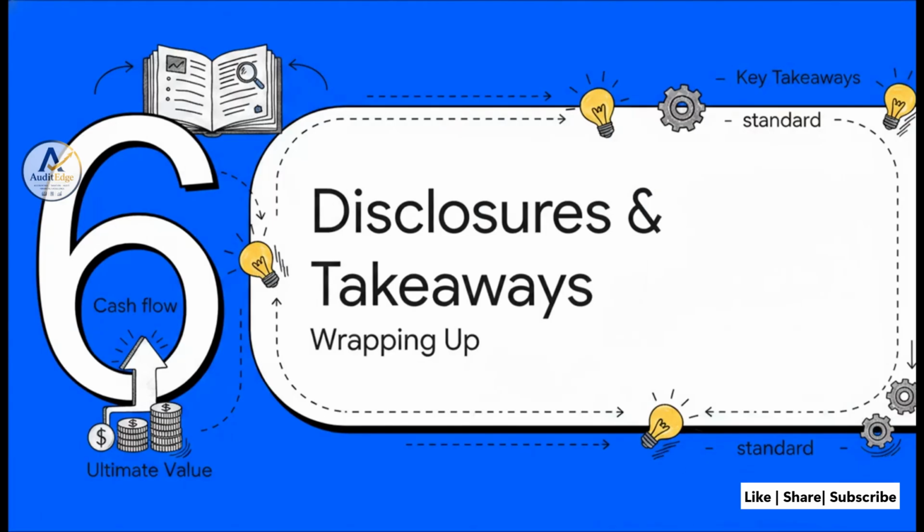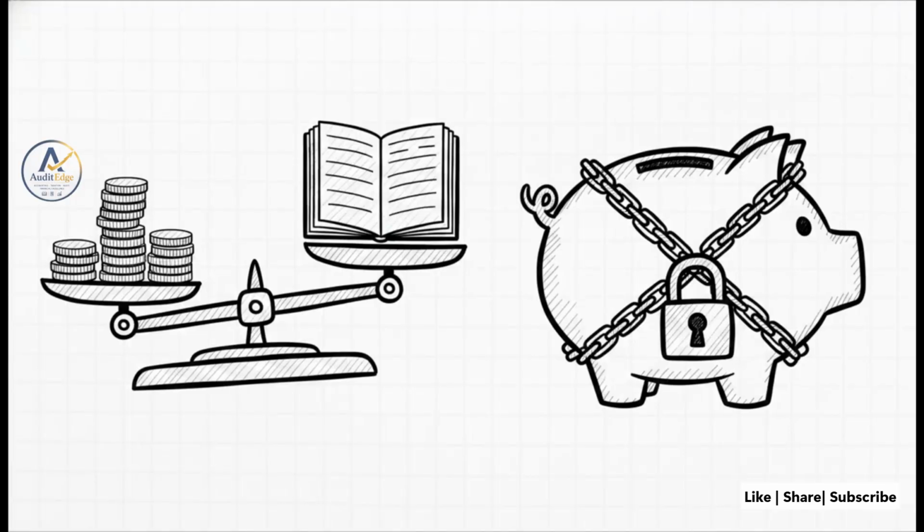All right, we've made it to Section 6, Disclosures and Key Takeaways. Let's wrap up this blueprint. The standard lays out several mandatory disclosures. An entity has to disclose the components of its cash and cash equivalents and present a reconciliation of those amounts with the equivalent items reported in the balance sheet. Also, an entity must disclose, along with commentary by management, the amount of any significant cash and cash equivalent balances held by the entity that are not available for use by the group.